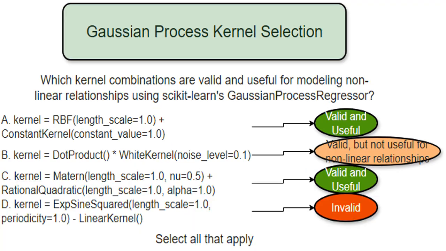These are great. This describes option B. While mathematically valid, it doesn't effectively capture nonlinear patterns. Keep in mind the limitations. This points out that option D is an invalid kernel combination. Subtracting kernels isn't a standard operation in the Gaussian process framework. It's not going to work.